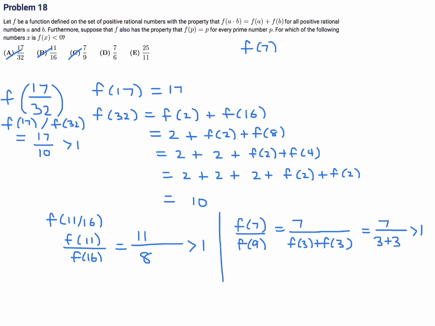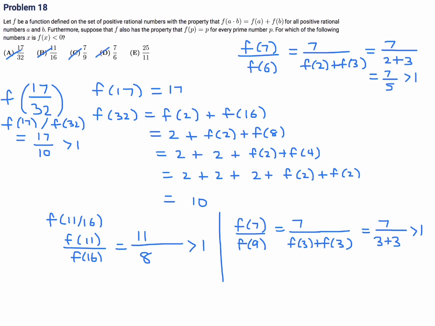F at 7 over f at 6. So that's 7, and this looks like f at 2 plus f at 3. And that's 7 over 2 plus 3, which is obviously 7 over 5, which is greater than 1. Okay, by process of elimination, the answer's got to be E, but let's just do E and see why that is indeed less than 1.